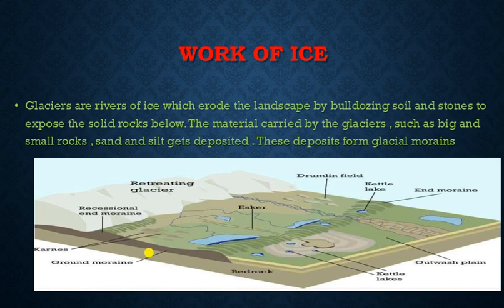In this picture, you can see different features formed. We have eskers, drumlin field, kettle lake, end moraine, outwash plain, kettle lakes, and this bedrock. This means the work of glacier can give birth to different landform features.